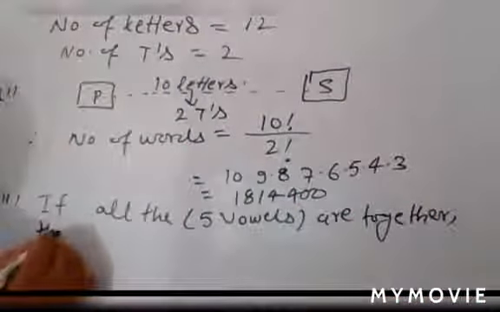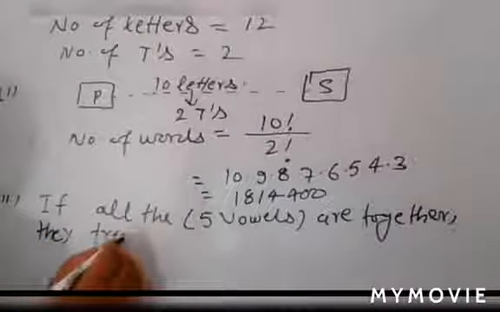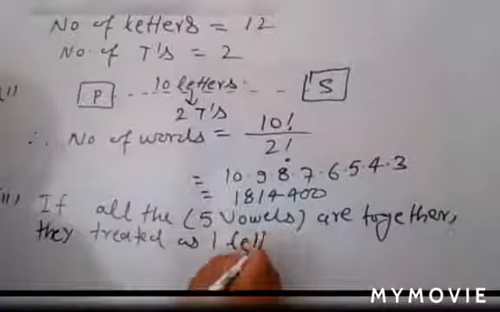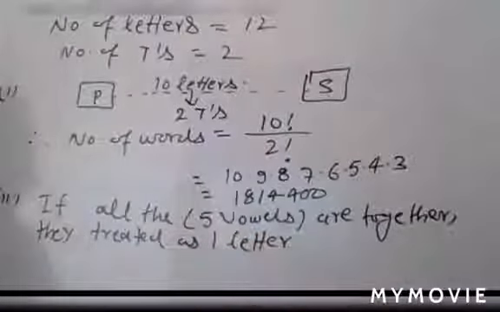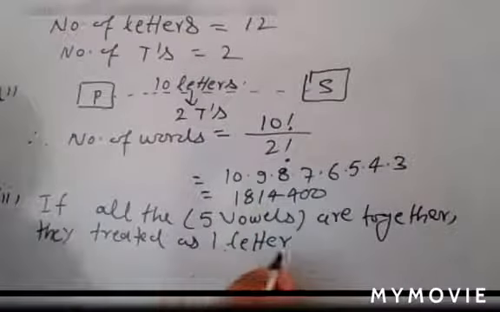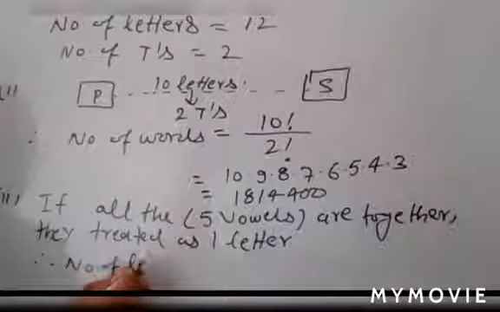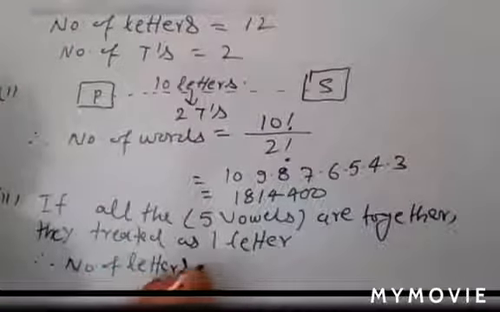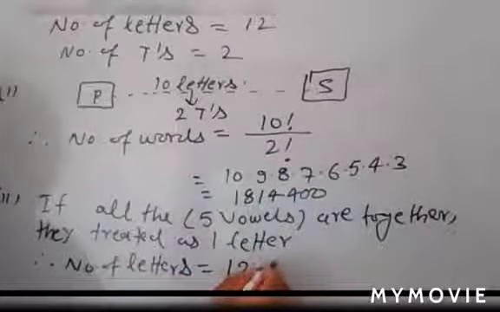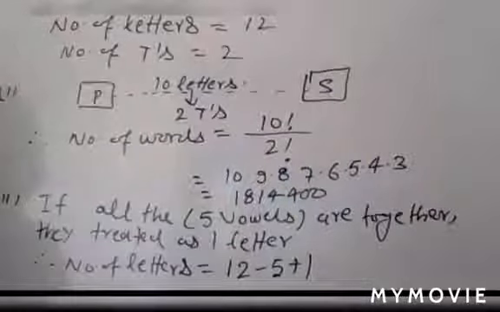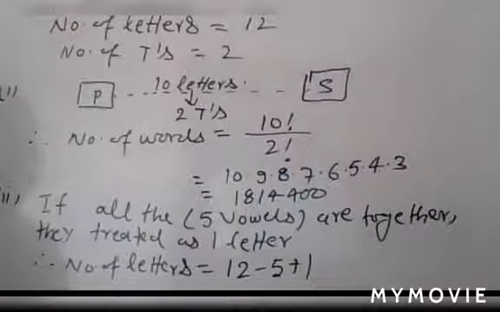They are treated as one letter. Is it clear? So it is treated as one letter. So the number of letters in this case is 12 minus 5 plus 1. 12 minus 5 plus 1. Okay, so what is that?